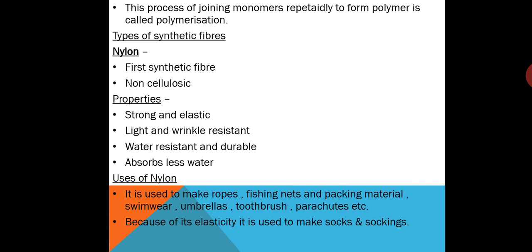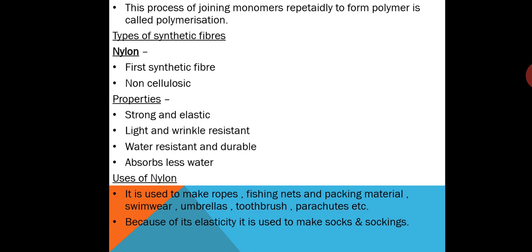Now, what are the types of synthetic fibers? Nylon. Nylon is the first synthetic fiber. That means it is the first fiber which was made by humans. Nylon is non-cellulosic, meaning it does not contain any amount of cellulose. The properties of nylon are: it is very strong and elastic, light and wrinkle resistant, water resistant and durable, and absorbs very little moisture. Due to this property, it dries very quickly.